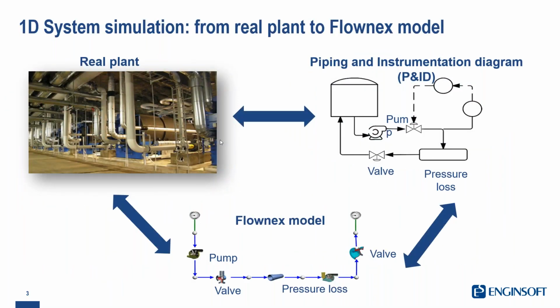So the idea is that you have a real plant, you have a P&ID scheme, and then you have your Flownex model that is one-to-one to your P&ID, and you can simulate transient analysis. That's what is generally done in 1D CFD, because it's a really quick model, the 1D Flownex model, so you can run it in a few seconds and have the results about your transient simulation.